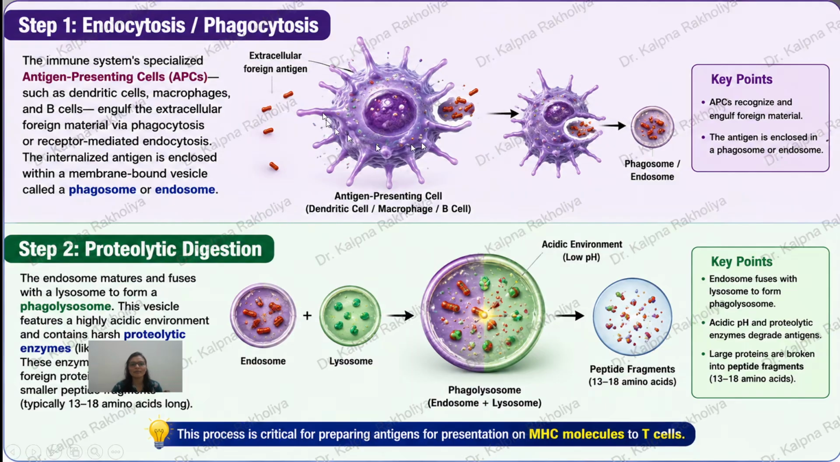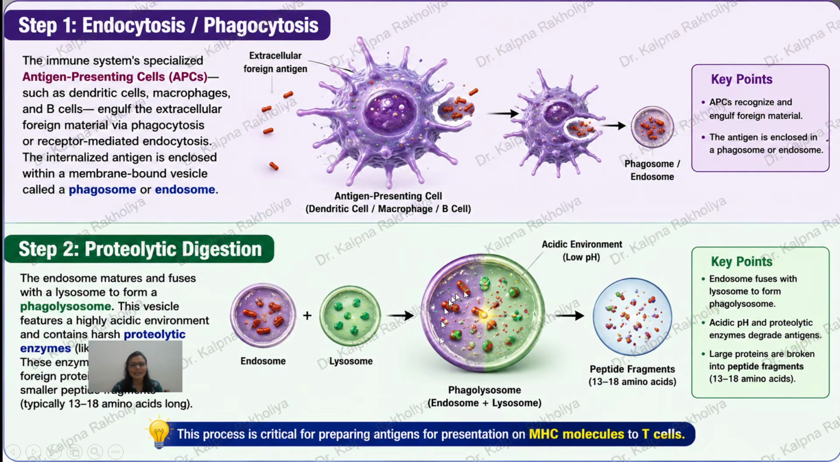So here this is the professional antigen presenting cell. It may be a dendritic cell, macrophage or B cell that will take up the extracellular pathogen via the endocytosis process or phagocytosis process, and inside the cell, with the membrane, it forms the endosome, or we also call it a phagosome. This endosome or phagosome is present in the cytoplasm. In the cytoplasm a lysosome is also present. So the lysosome and endosome fuse with each other and form the phagolysosome.